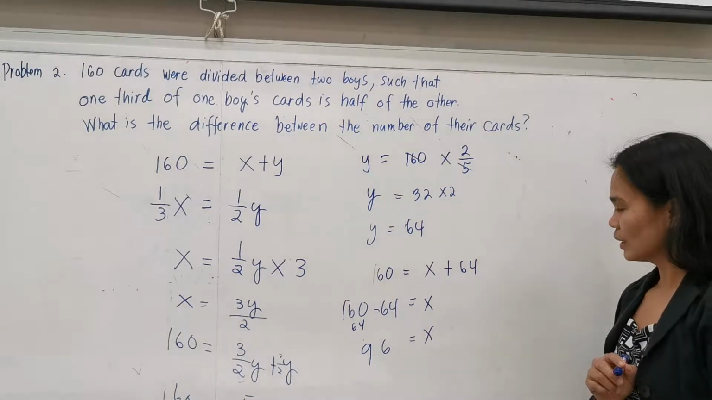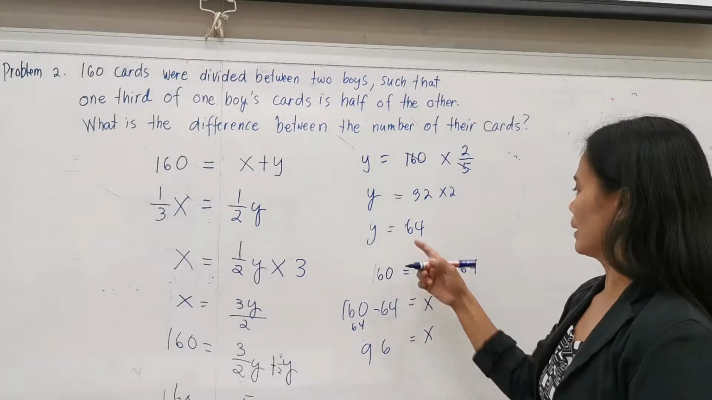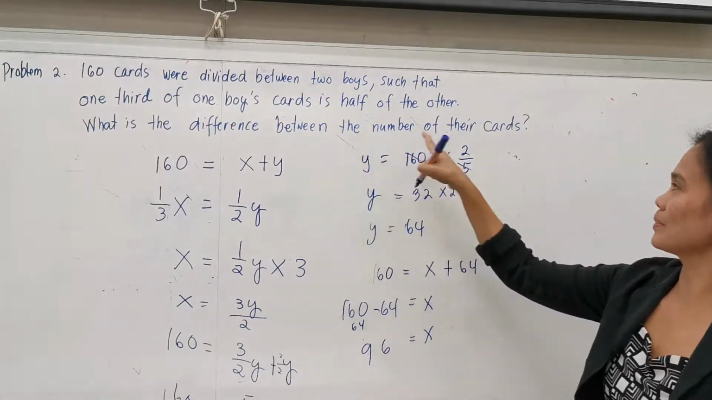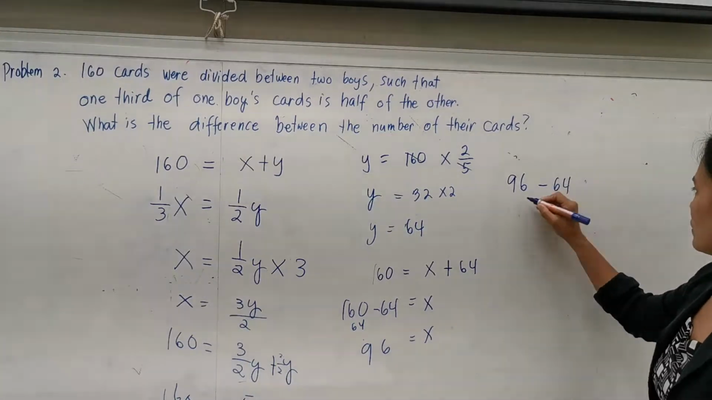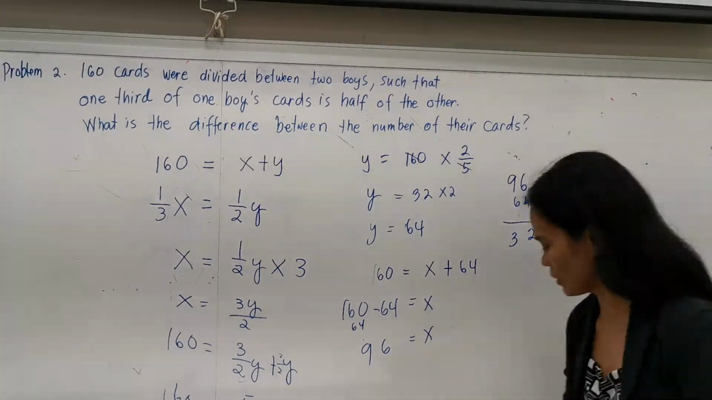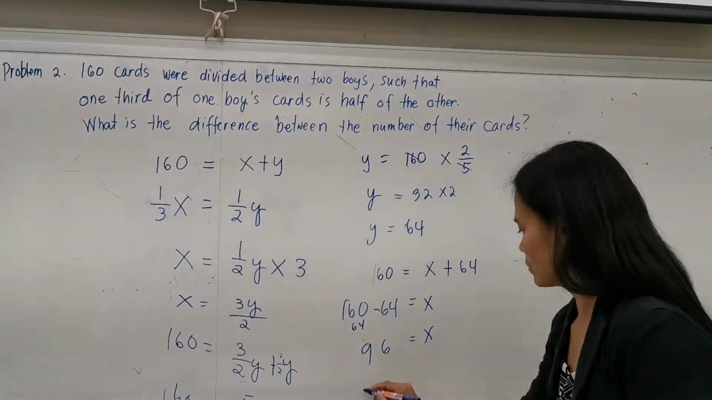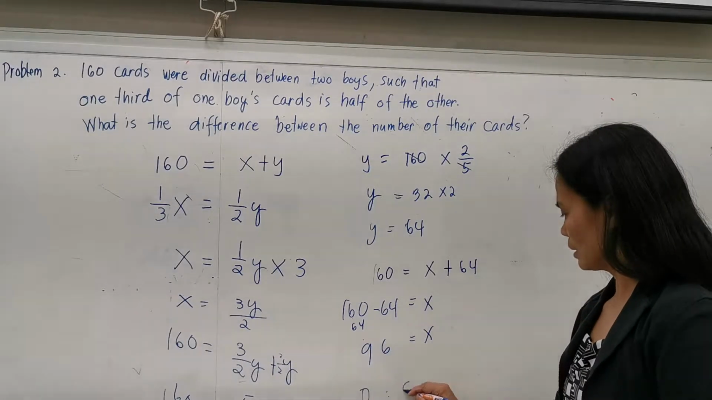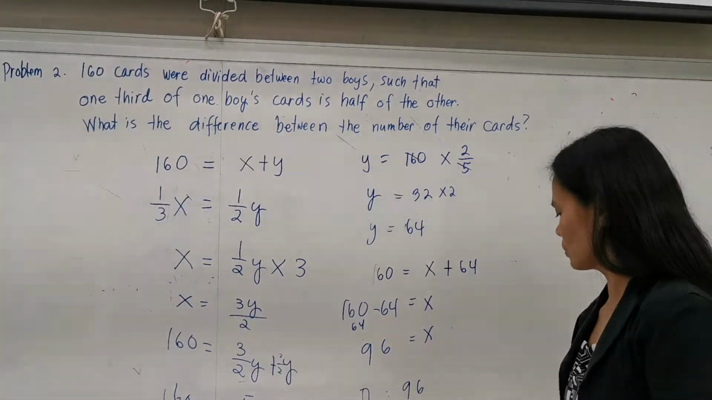Okay, so X is 96 and Y is 64, but the problem asks what is the difference between the number of their cards. So we have 96 minus 64, and that gives you 32. That is the difference, so that is your final answer. The difference between their cards is 32 cards.